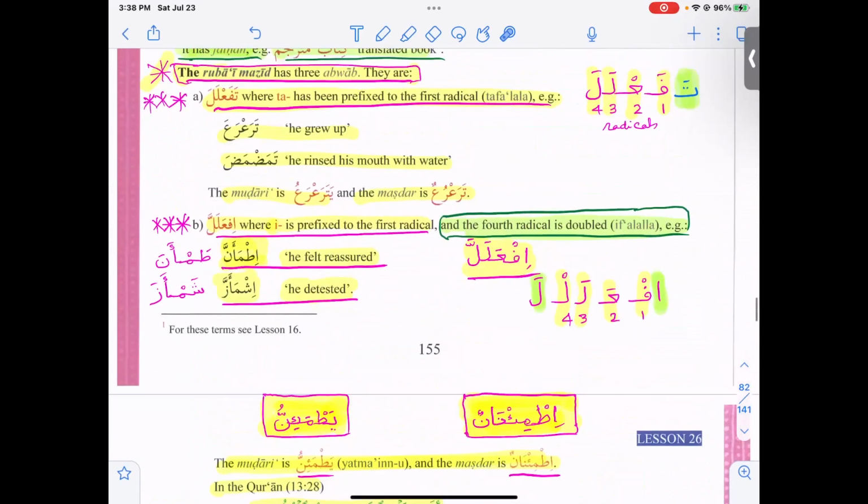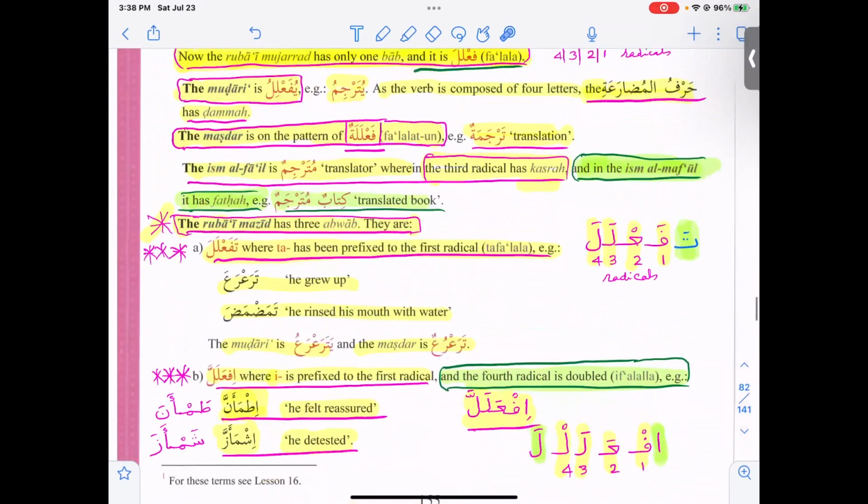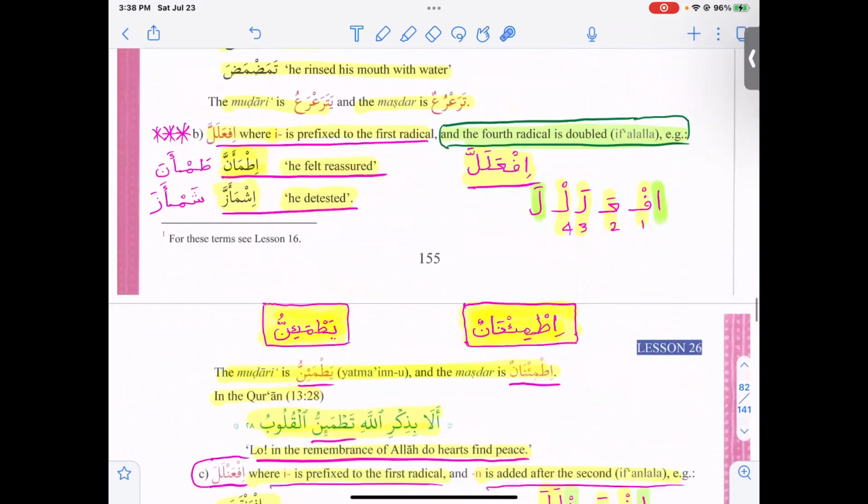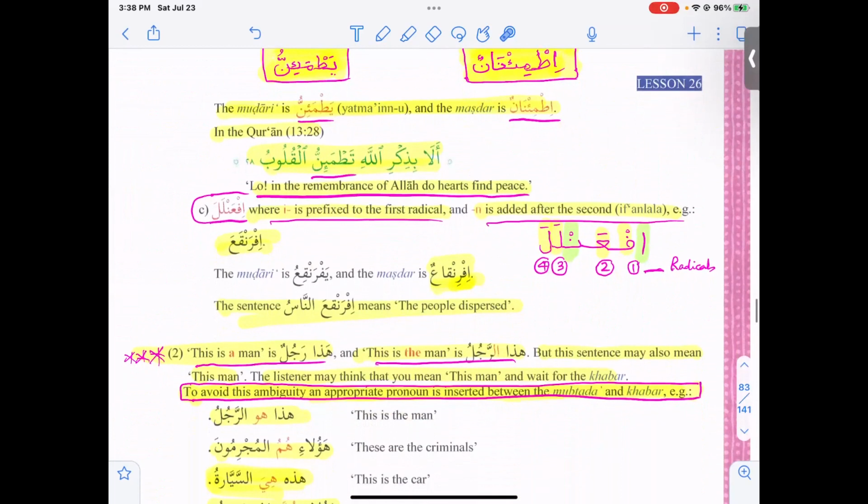Now comes the last one. This was very beautiful, very interesting. This is kind of a tongue twister, but don't worry, we will manage it. And then the final one. Again, this is a tongue twister. Noon is added here, noon is extra. If'an'lala. Radical number one, radical number two, radical number three, radical number four. This is extra, and noon is extra, alif is extra.